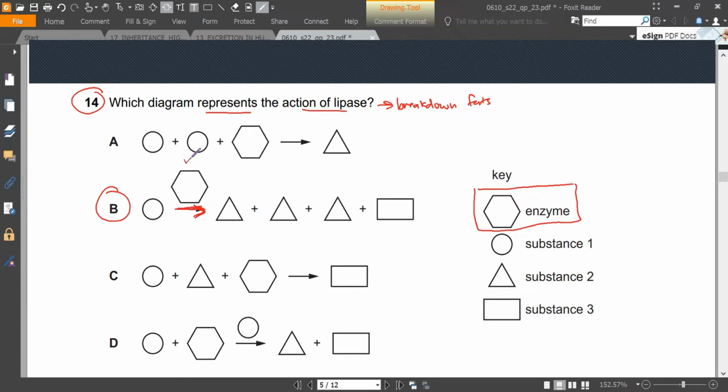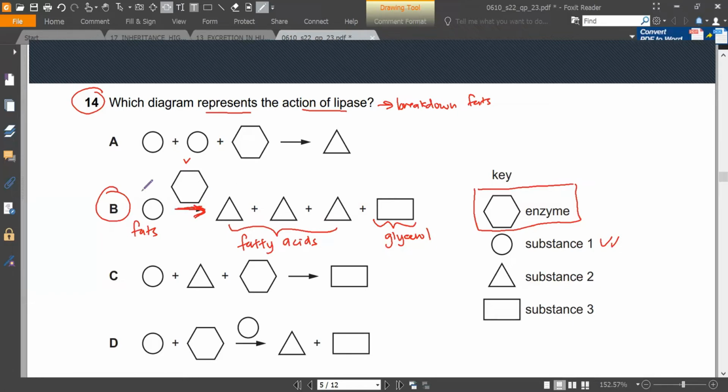So the enzyme will be positioned here. The substance 1 will be the fats, the substrate. So fats are broken down into 4 products. You may recall the 4 products: the fats will break down into 1 unit of glycerol and then 3 units of fatty acids, right? So that's the one. B is the answer.